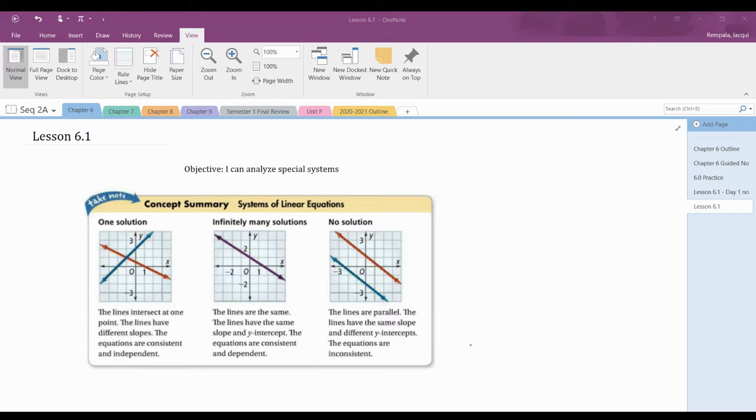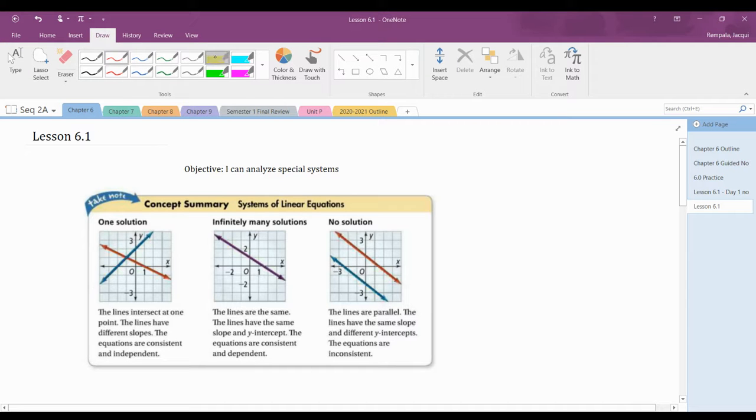It says lines that intersect at one point. We call that intersecting and getting one solution. Anytime two lines intersect at one particular point, that would be one solution. And then we could name that ordered pair, which is that solution.